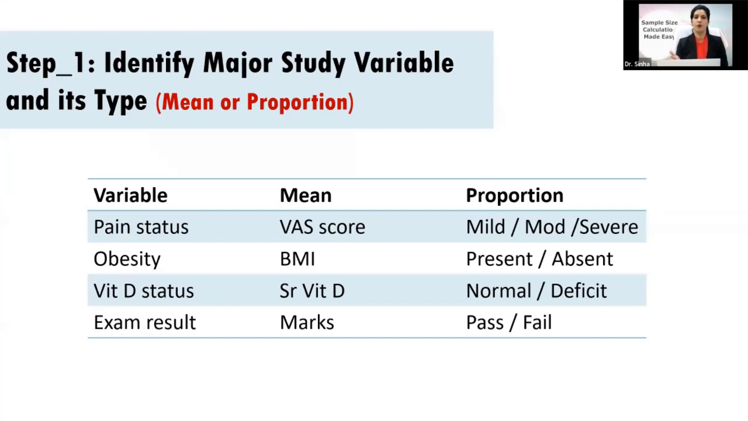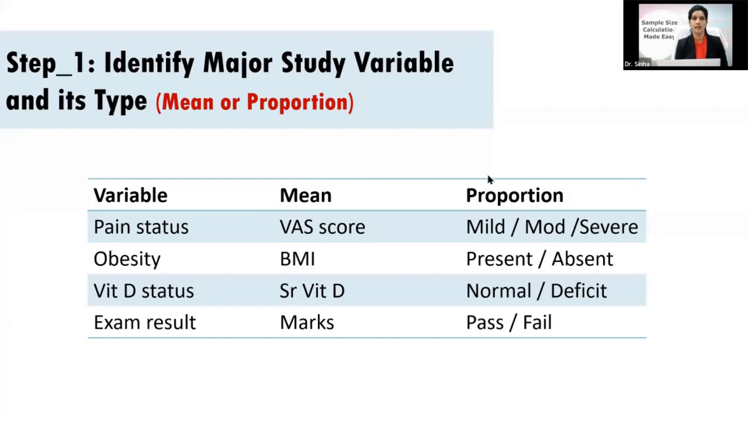If the mean of all these forms are there, then it will be a continuous variable. But you can also have a categorical nature of these variables: if you divide this VAS score into mild, moderate, and severe, or if you divide obesity into present or absent, or maybe overweight and obese, depending on the criteria you take. The serum vitamin D level also you can classify as normal and deficient. Exam result you can classify as pass or fail. So in all these examples, you are converting a continuous variable into a categorical variable.